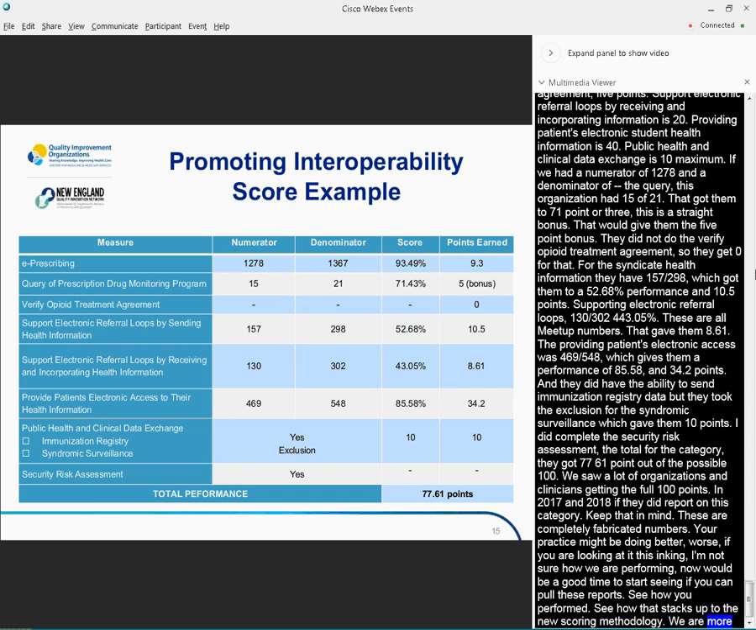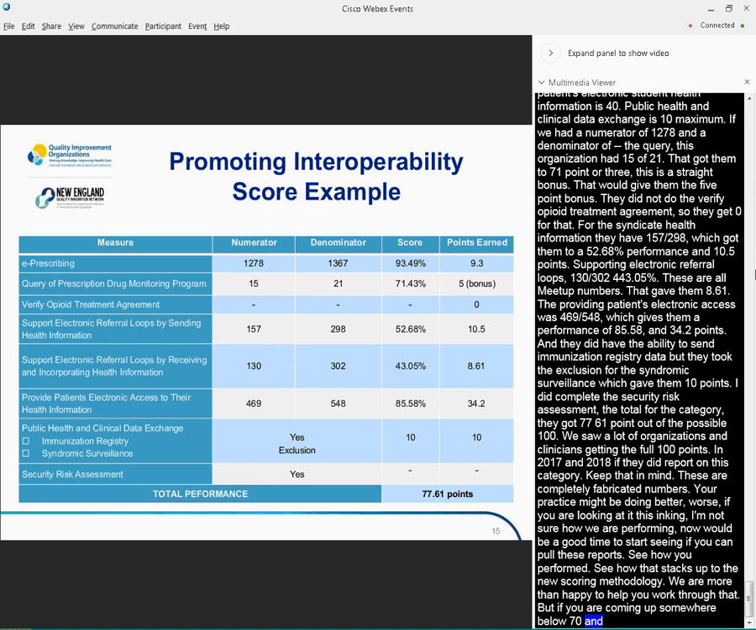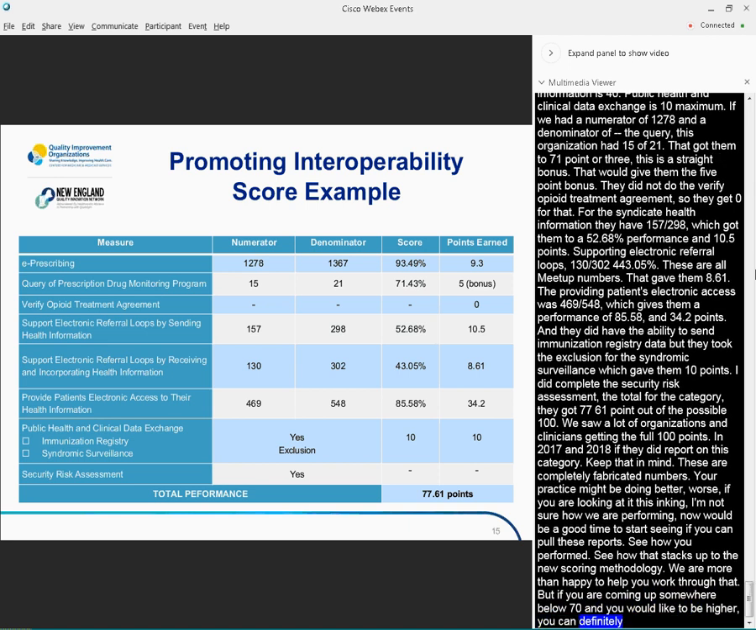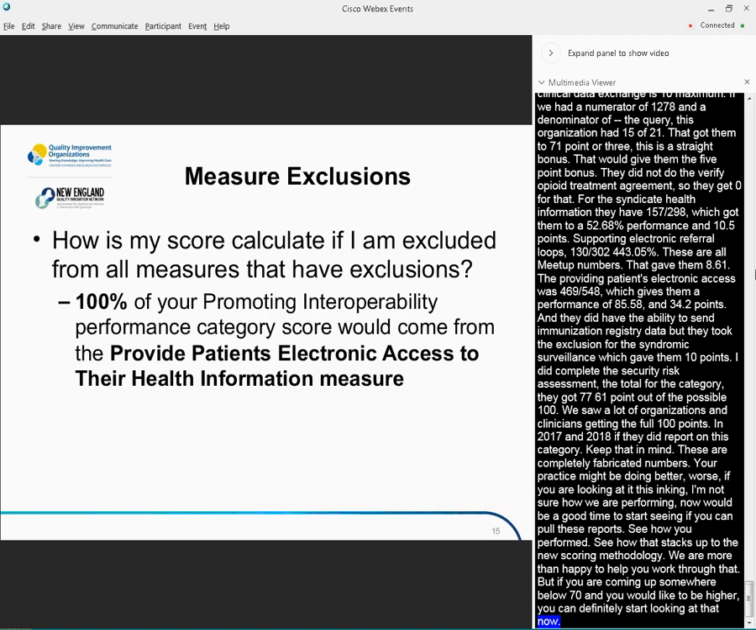But if you're coming up somewhere below 70 and you'd like to be higher, you can definitely start looking at that now and making those shifts in your workflows or documentation patterns to make sure that you have the appropriate documentation to get a higher score.